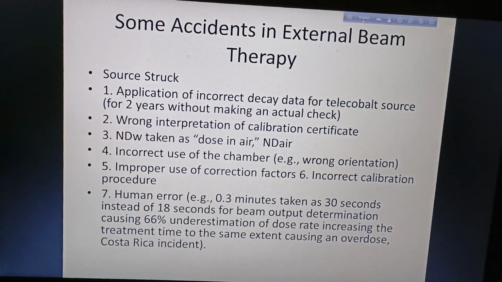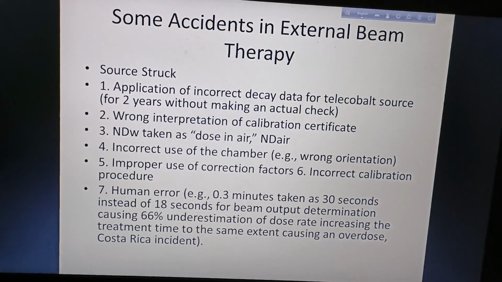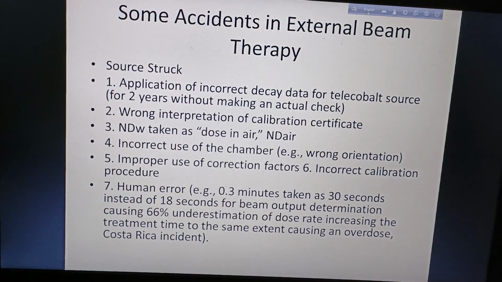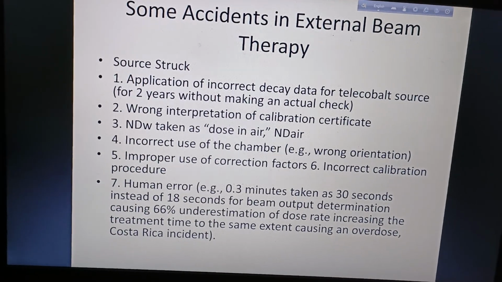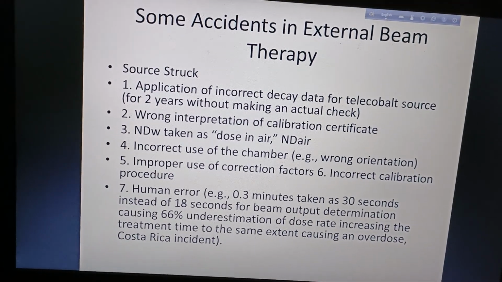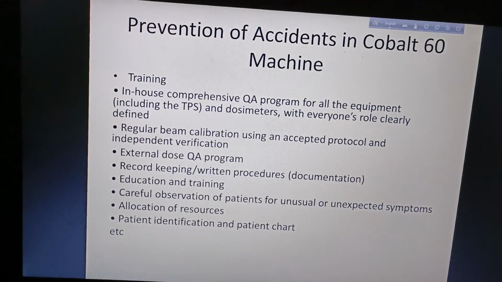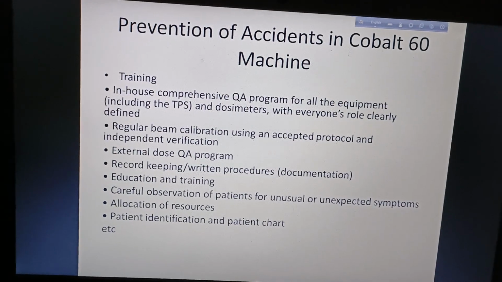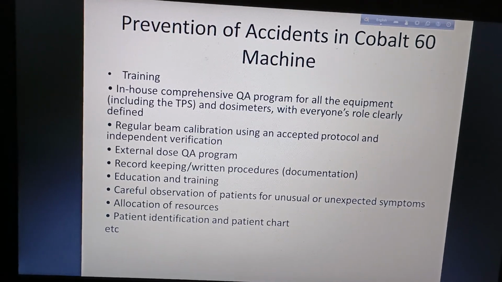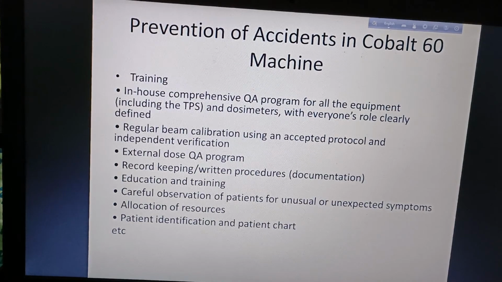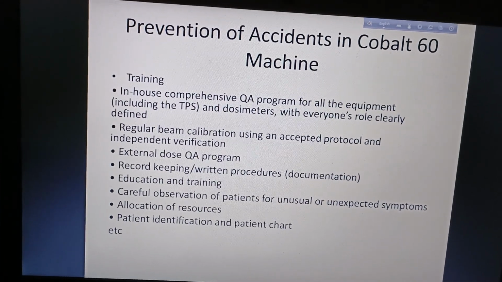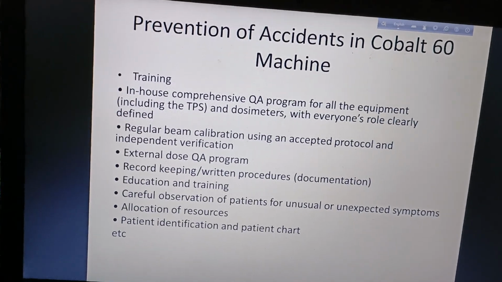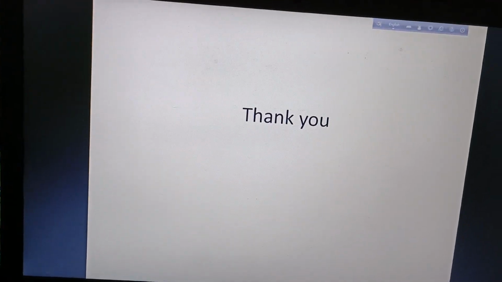Some accidents in external beam therapy: source stuck, wrong NDW value, improper use of correction factors, etc. Human error, incorrect use of chamber. Prevention of accidents in Cobalt 60 machine: training, regular quality assurance QA program, record keeping, education and training, careful observation of patient for unusual and unexpected symptoms, patient identification and chart, etc. Thank you so much.